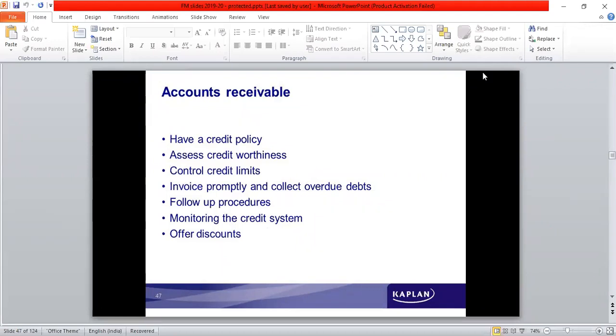Next comes the accounts receivable. When goods are sold on credit basis, more number of customers get attracted. So sales increase. To increase sales, the strategy which is adopted is selling goods on credit basis. That's the strategy which is adopted.